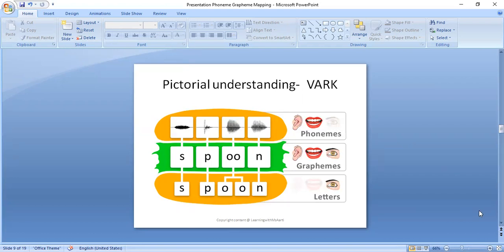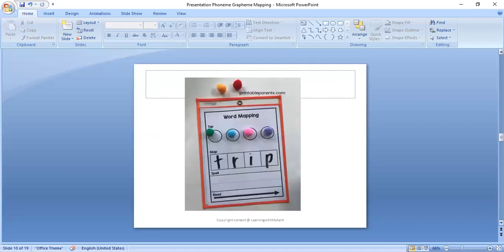So I hope it is clear to all the teachers that when it is audio and related to your mouth, it is phonemes. But when it is audio by your mouth and visual too, it is grapheme, because you can write, then only you can see. And for letters, it is simply visual. Now the word mapping comes. Grapheme phoneme is clear. Now the word mapping.